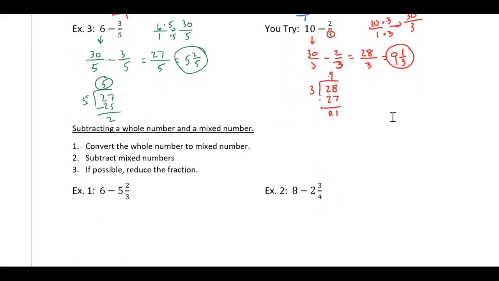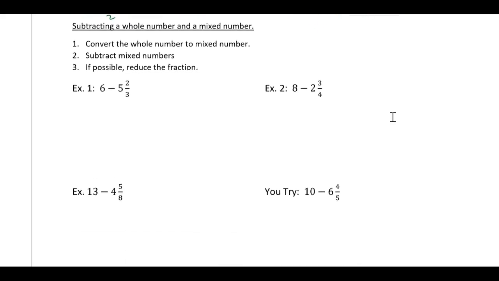Okay, now we're going to move on to page 79, where we're subtracting a whole number and a mixed number. Right now, when I go to do this, I have no fraction to subtract 2/3 with. So when I subtract a whole number and a mixed number, I have to have a fraction to subtract the 2/3 from. The first thing we have to do is convert the whole number to a mixed number.